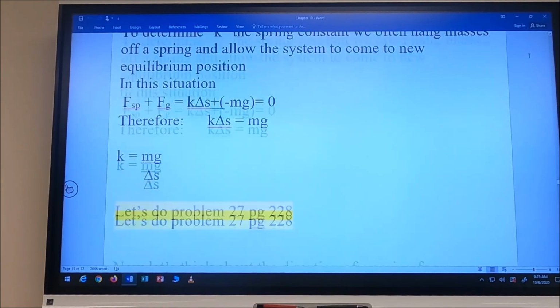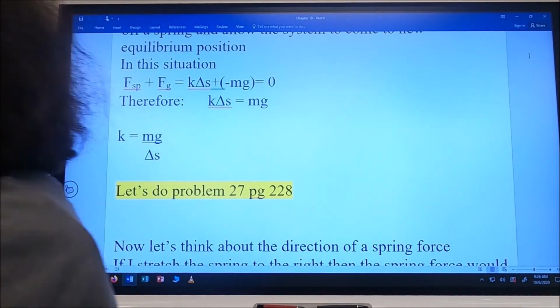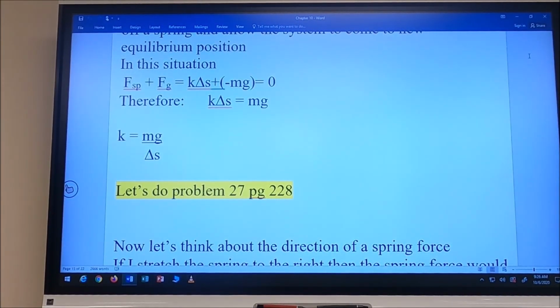Okay? So we can say the force of a spring plus force due to gravity is equal to k delta s plus a minus mg. So we get k delta s to be mg, or we can say k is mg over delta s. So we're going to look at problem 27 on page 228. Do a really simple calculation of k.